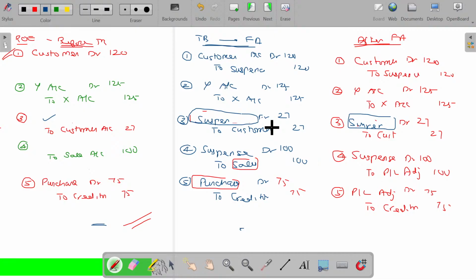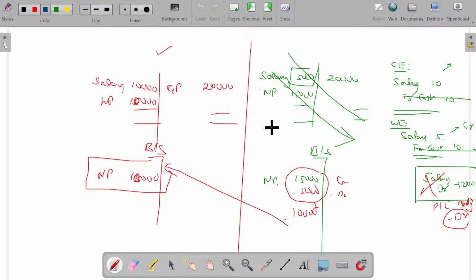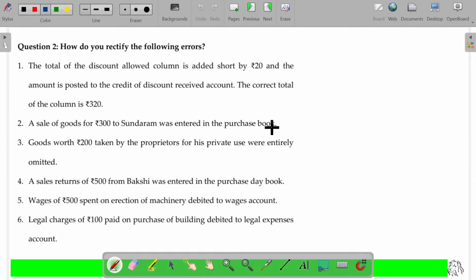Let's move on to the question number 2. Ready? How do you rectify the following errors? First, we'll understand that rectification takes place before trial balance case.